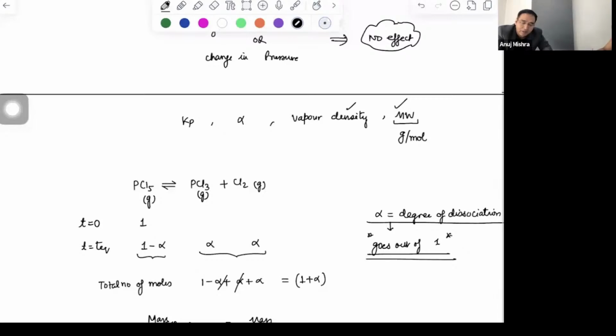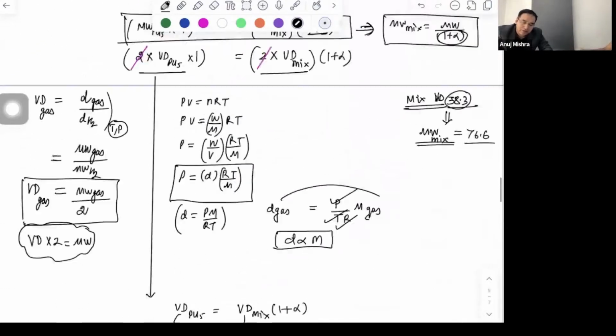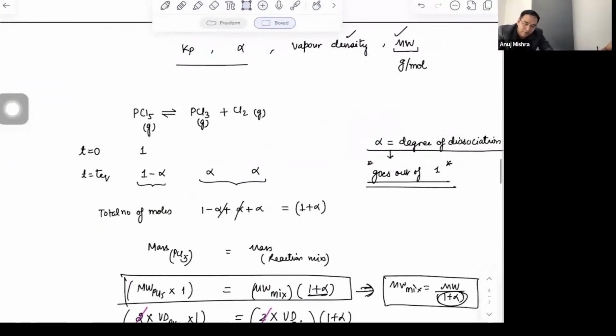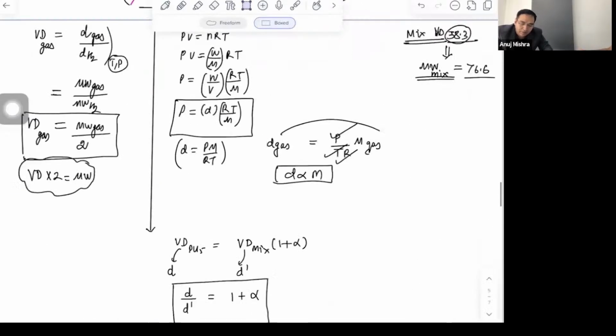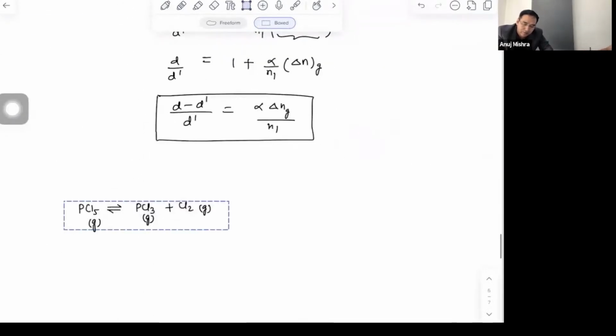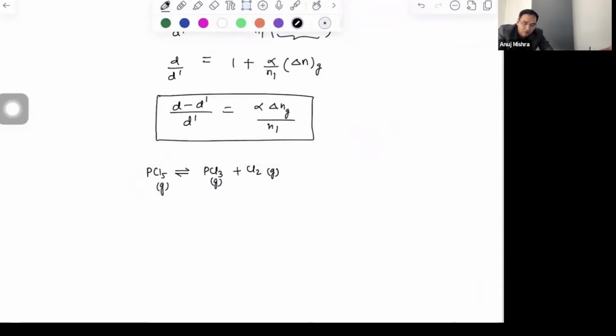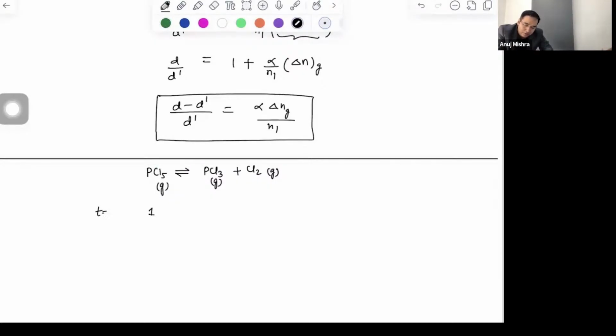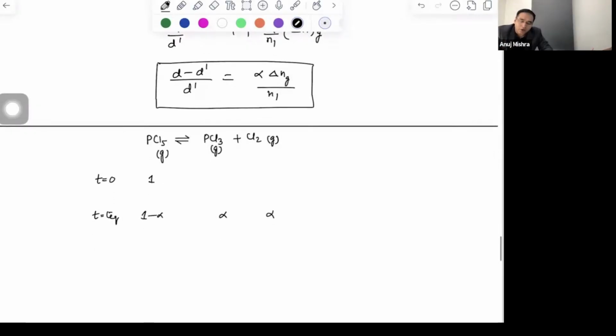Now coming back and connecting with alpha and Kp. So I'll take the first example once again. This is the example: PCl5 giving PCl3 and chlorine. So please write down, starting with 1 at time t equals 0, at equilibrium 1 minus alpha, alpha, alpha. Now it will look very simple. Total number of moles: 1 plus alpha.